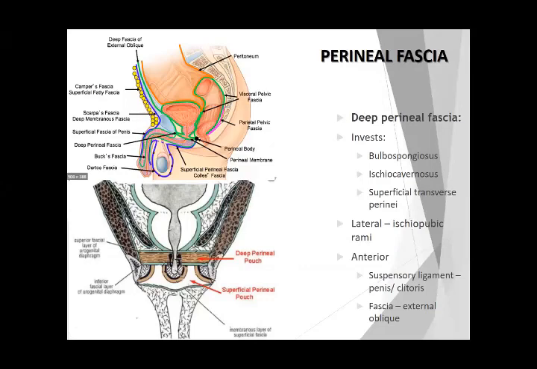Now, let's talk about the deep fascia, deep perineal fascia. The deep perineal fascia invests or covers the, this is the bulbospongiosus muscle, and this is the ischiocavernosus muscle. अभी करते हैं. It covers this bulbospongiosus muscle. It covers the ischiocavernosus muscle. It covers the superficial transverse perineum, which is attached to the inferior surface of the perineal membrane. This is the perineal membrane bit. Inferior fascia of the urogenital diaphragm.